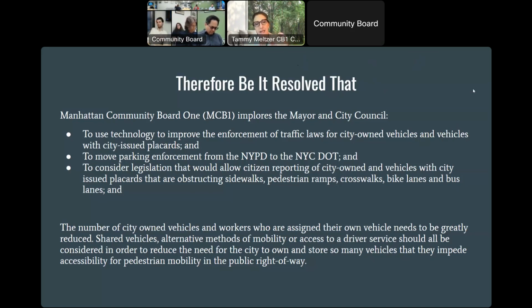So I 100% agree this needs to be done, but I don't think moving parking enforcement from NYPD to DOT is necessarily the right answer. I'd like to see what the opportunities are, and I'd like to hear from DOT whether they even feel that that's physically possible.